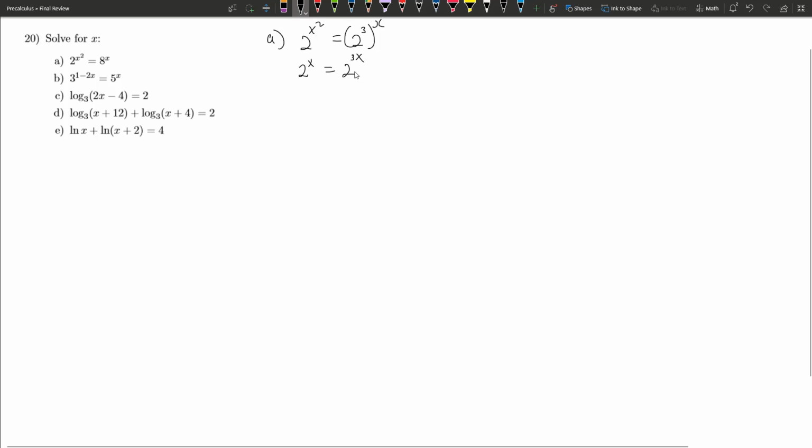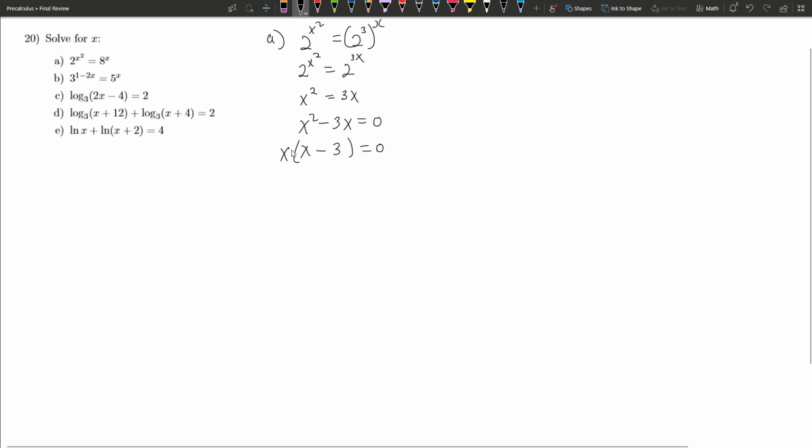Now, the only way these two things could be equal is if x squared is equal to 3x. So we could just look at it like that. Now, this is a quadratic, so let's get it equaling 0. So x squared, I'm going to minus 3x on both sides, is equal to 0. Let's factor it. I'm factoring out an x. So you get x times (x minus 3) equals 0.